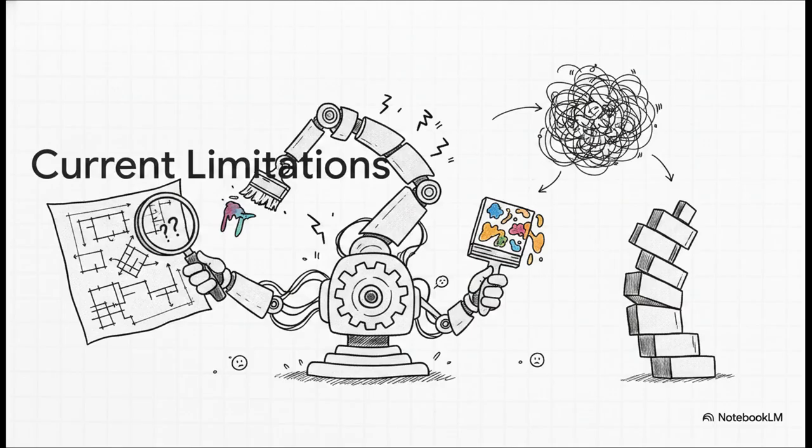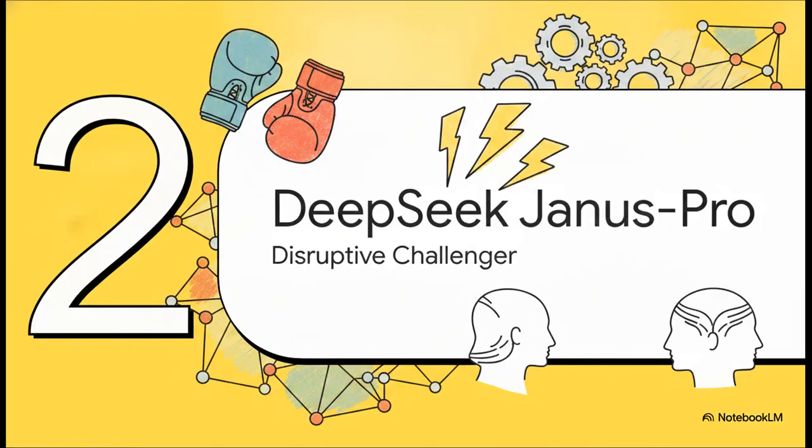Throw in a heavy reliance on noisy, inconsistent real-world datasets, computational bottlenecks during training, and really weak object consistency in dense visual scenes, and bam, you get an AI that makes those frustrating mistakes. Are they powerful? Absolutely, but they're structurally conflicted. Moving on to Section 2, enter DeepSeek Janus-Pro, the disruptive challenger.